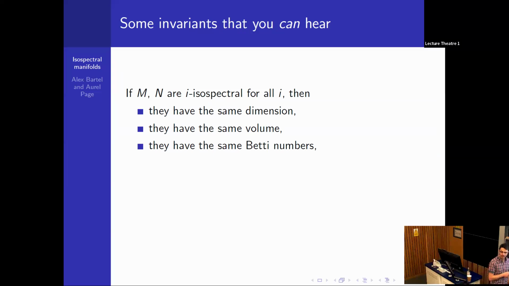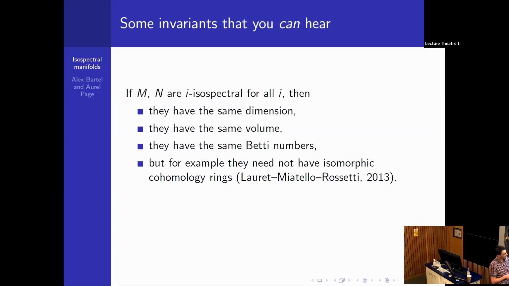They have the same Betti numbers. So the dimension of homology is the same, but I really like the next one. You can't hear the cohomology ring, with real coefficients. You can hear the graded vector space, but you can't hear the ring structure. That's quite neat.